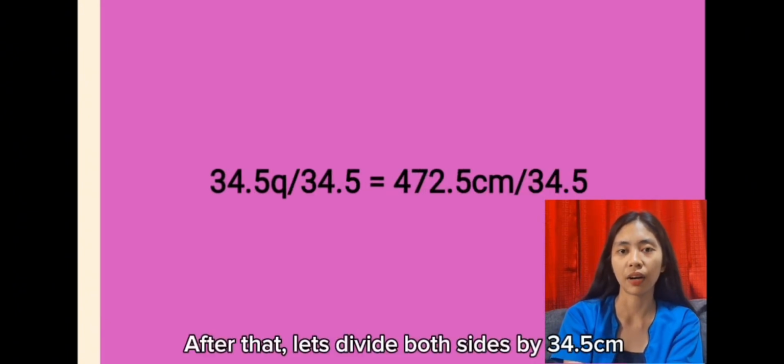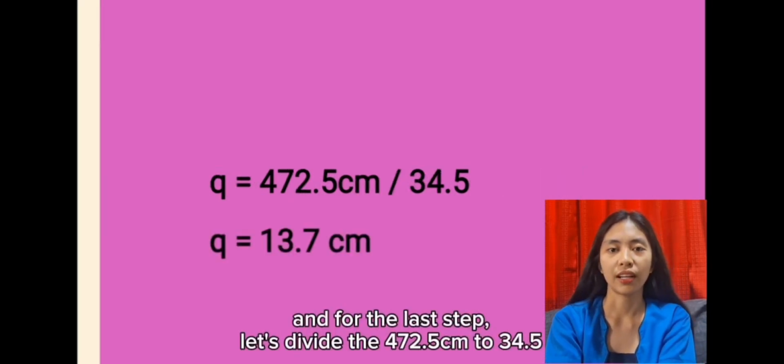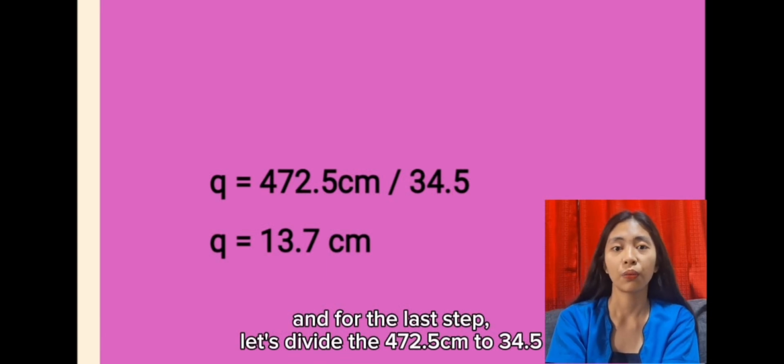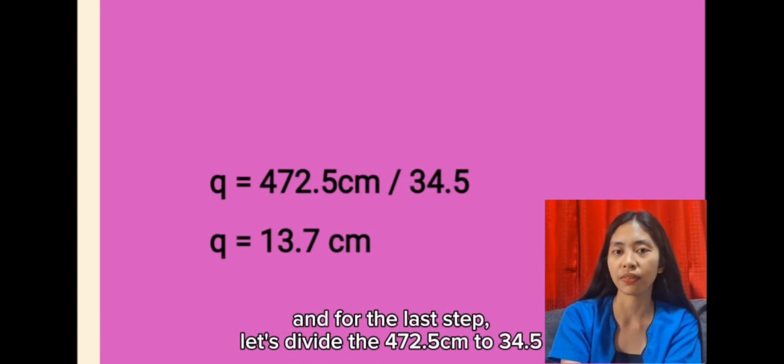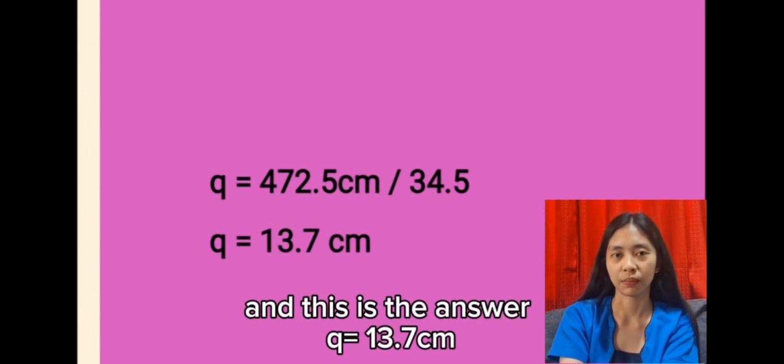After that, let's divide both sides by 34.5. And for the last step, let's divide the 472.5 cm over 34.5. And this is the answer. Q is equal to 13.7 cm.